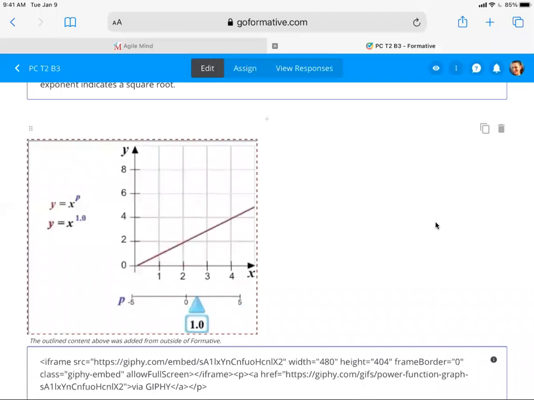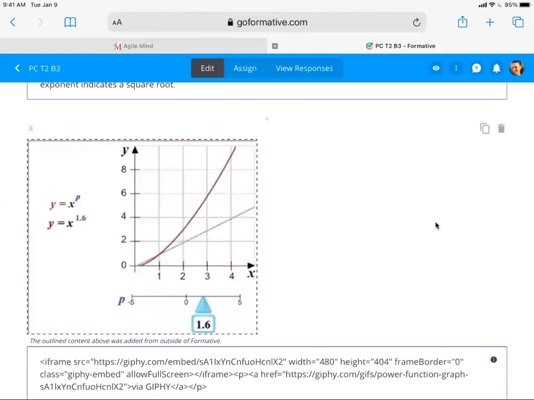Okay. So watching the animation, we can see that P changes, and as P changes, it affects the curvature of the graph. It changes the end behavior. It changes the increasing and decreasing. It changes the concavity. But one point that the graph will always pass through is 1, specifically 1, 1.